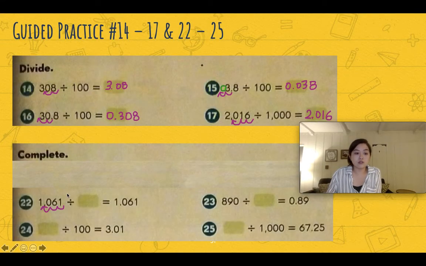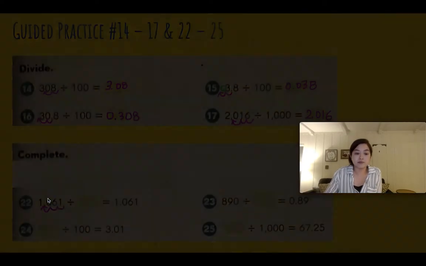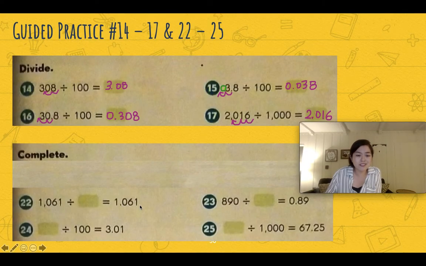Let's look at number 22. For me to get from 1.061, and then I have 1061, it looks like I have to put my decimal point here, right? Between the 1 and the 0. So if I put it there, I move my decimal point 3 places to the left. So when I move it 3 places to the left, I divided it by 1000.